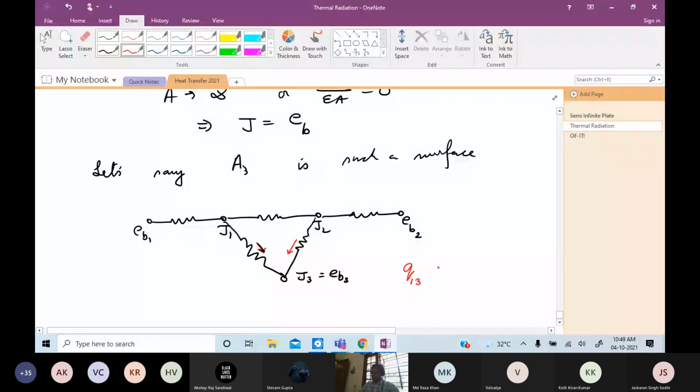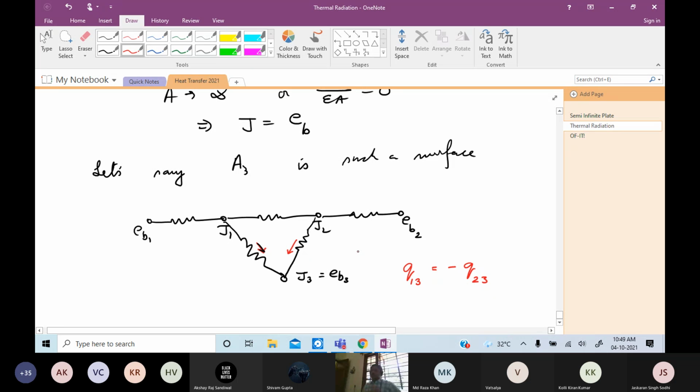Q1 to 3 equals minus Q2 to 3, or equals Q3 to 2. So whatever it receives from 1, it sends back to 2.